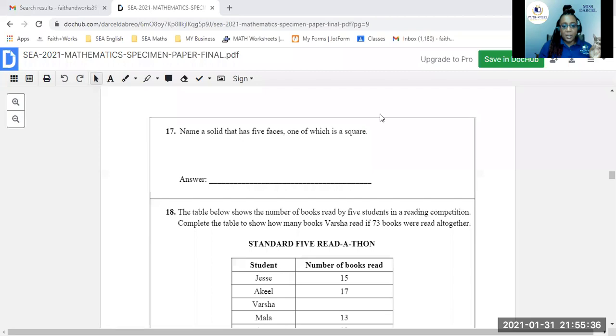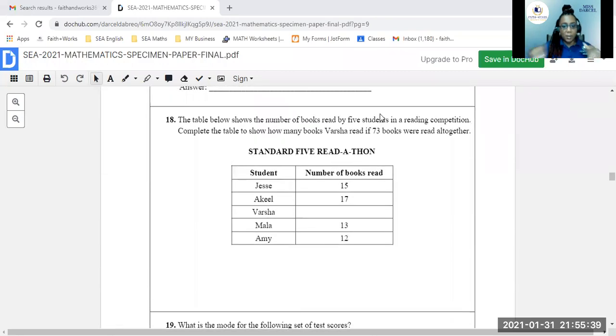All right, let's go down. All right, so the table below shows the number of books read by 5 students in a reading competition. Complete the table below to show how many books Basha read, if 73 were read all together. All right, keyword clues here. How many books Basha read? 73 were read all together. So the total is 73. Now we're looking for Basha. She has nothing. Right, she's empty.